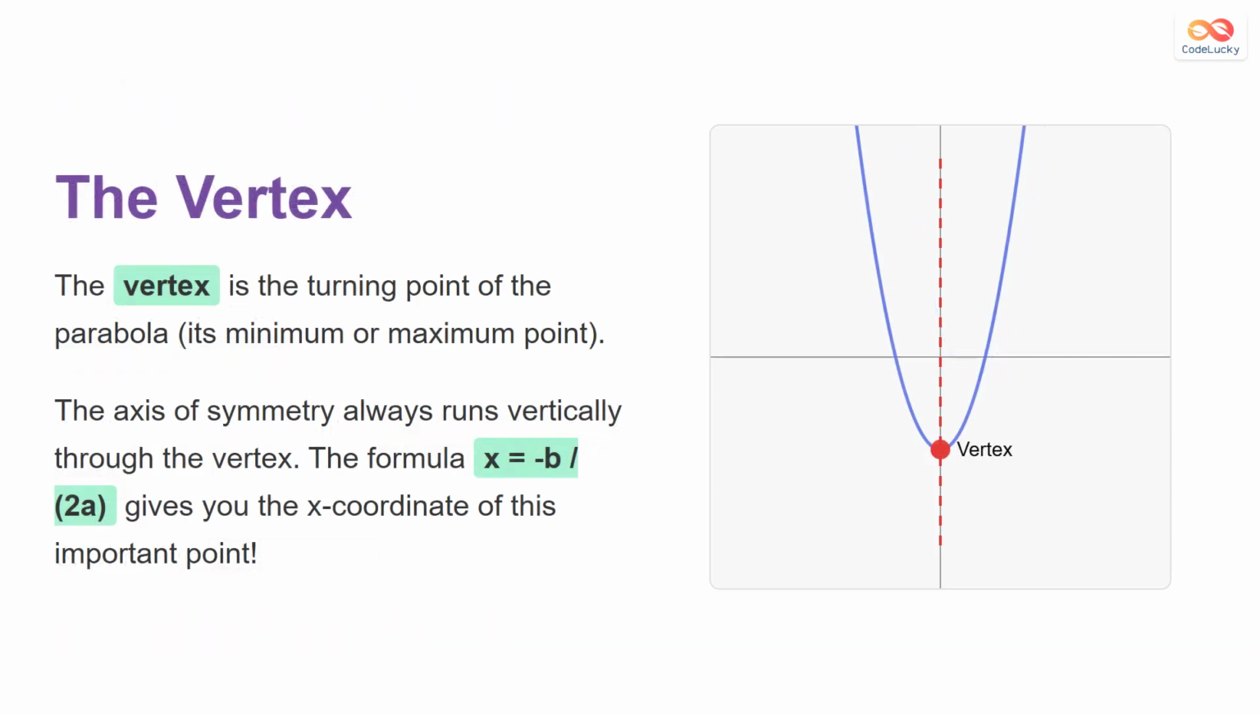The vertex is the turning point of the parabola. It's either the very bottom of the U shape, which we call the minimum, or the very top, which we call the maximum. The axis of symmetry is so important because it always passes directly through this vertex. The formula x equals negative b divided by 2a actually gives us the x-coordinate of the vertex.